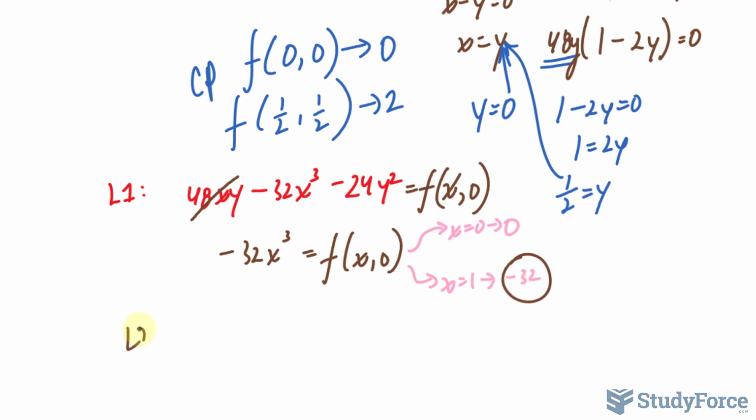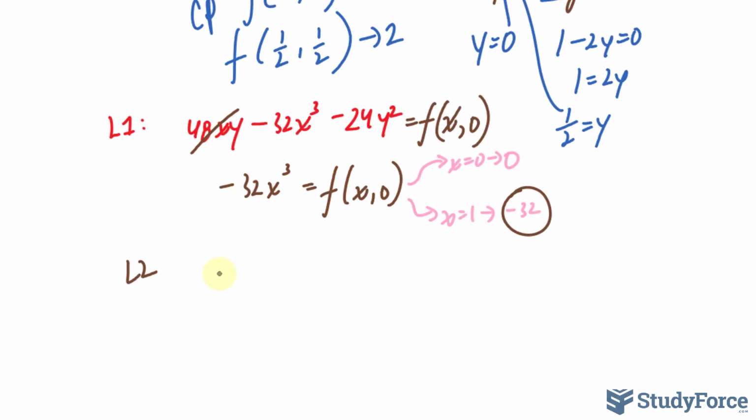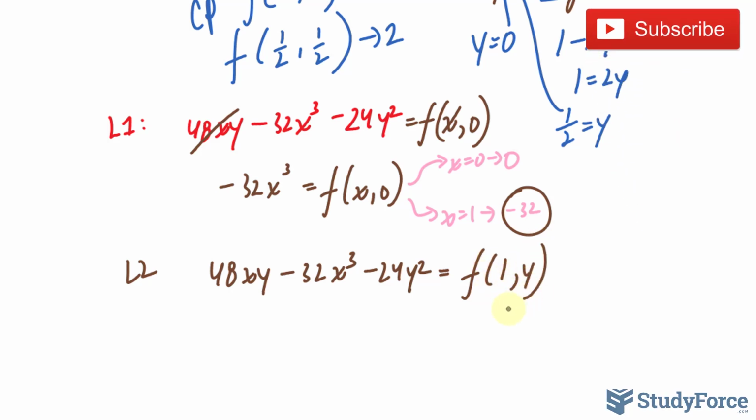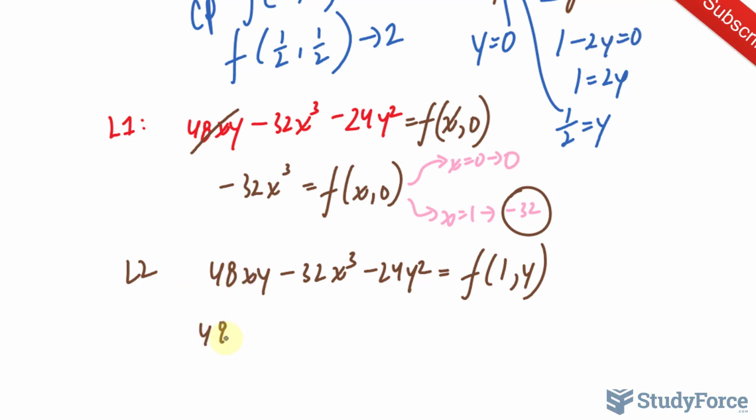Let's try L2. The same equation that we started with, let's rewrite it. And this time, we know our x, it's 1, but y can be anything between 0 and 1. Therefore, substituting 1 into here, we get 48y. Substituting 1 into there, we get negative 32. And here we have negative 24y squared.